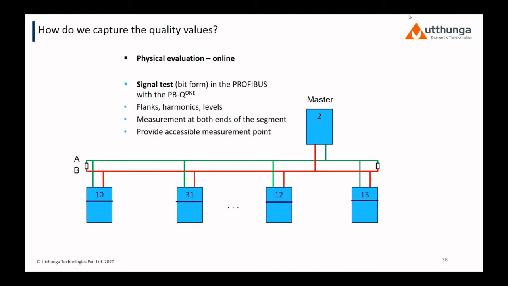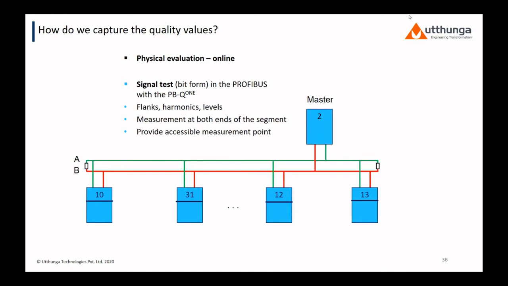One more question: distance or length of cable is important in deciding the number of nodes. That is correct, sir. 32 nodes is the standard for one segment. After 31 nodes, you have to put a repeater. Then again you can go up to 31 devices, and again you have to put one repeater. But the maximum number of nodes you can communicate to a PROFIBUS master is 127. That cannot be changed.